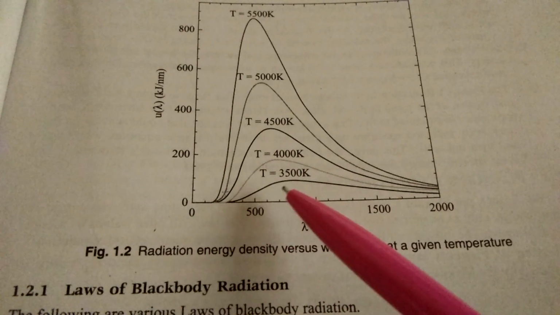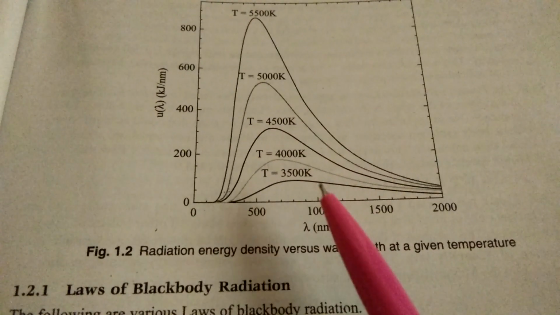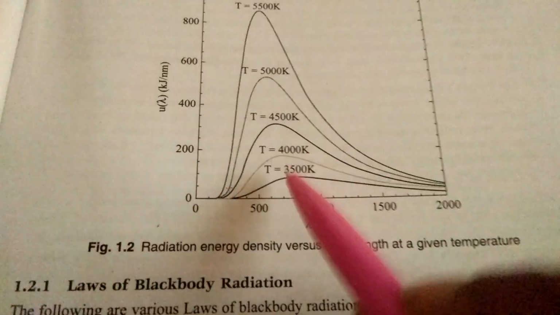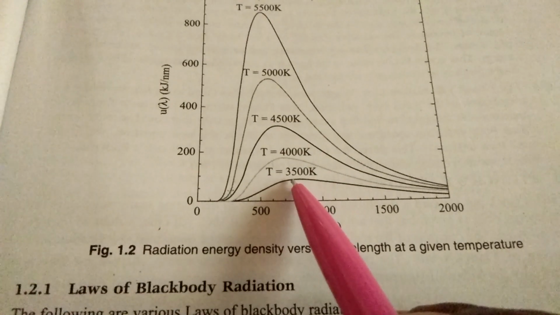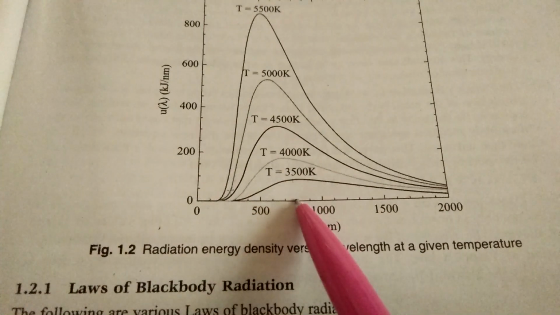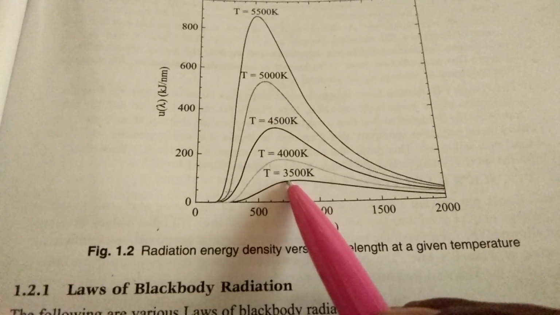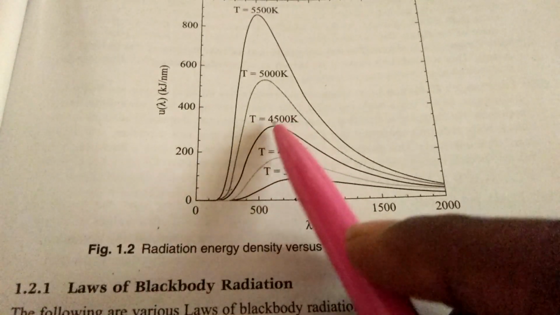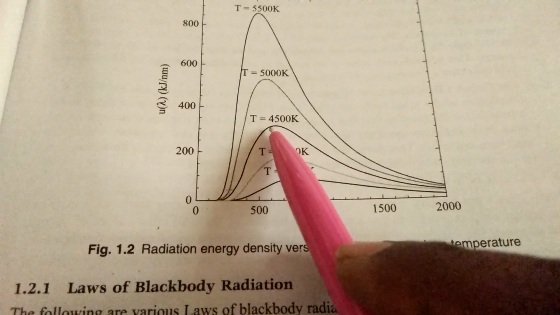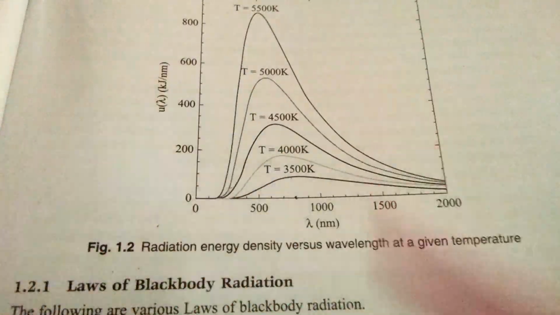If you see this graph carefully, we can understand that as the temperature increases, the radiation energy density increases. See, at 3500 Kelvin, the radiation energy density at the maximum wavelength, the maximum wavelength is here, and the temperature is this much. Here the radiation energy density is less compared to 4000 Kelvin. Again, comparing 4500 and 4000 Kelvin, 4500 Kelvin has more radiation energy density. This means as the temperature increases, the radiation energy density increases.